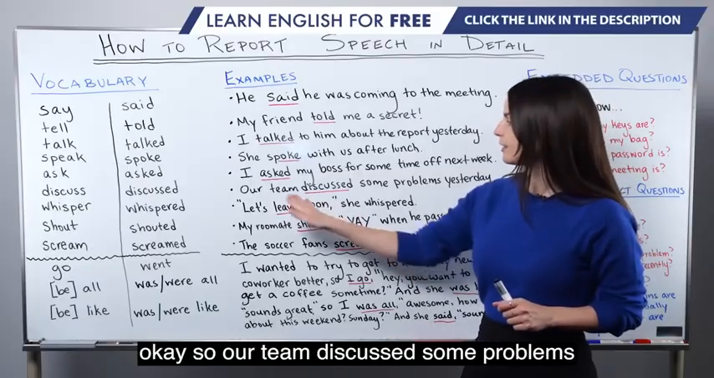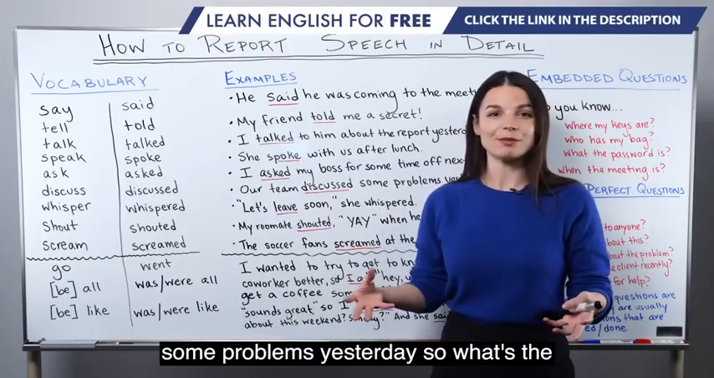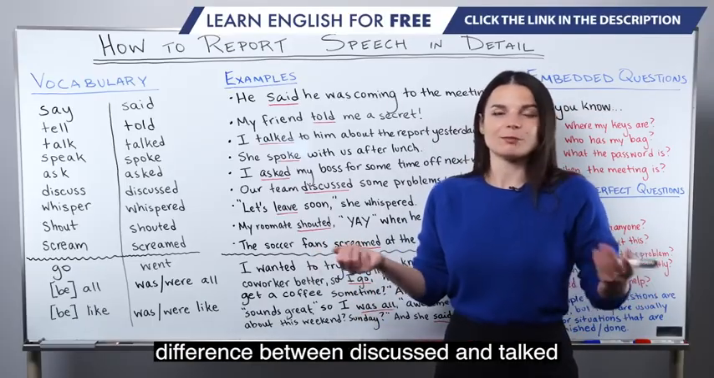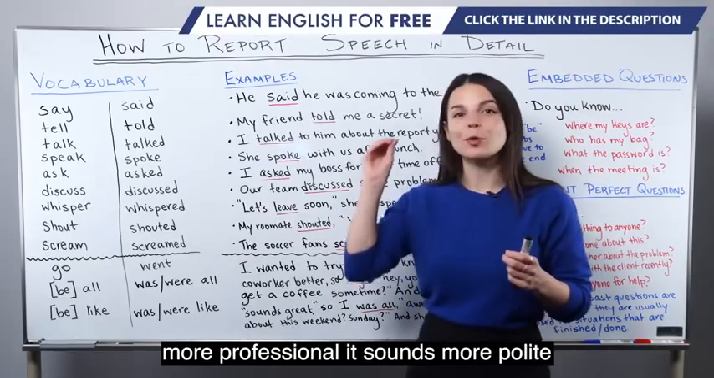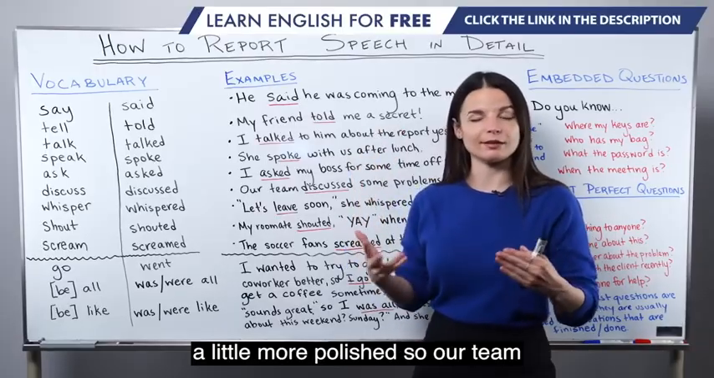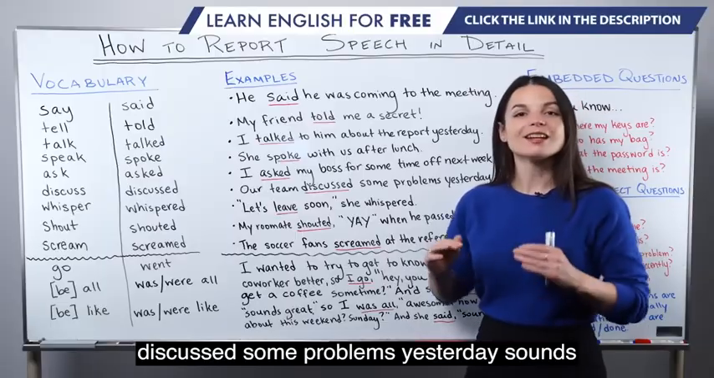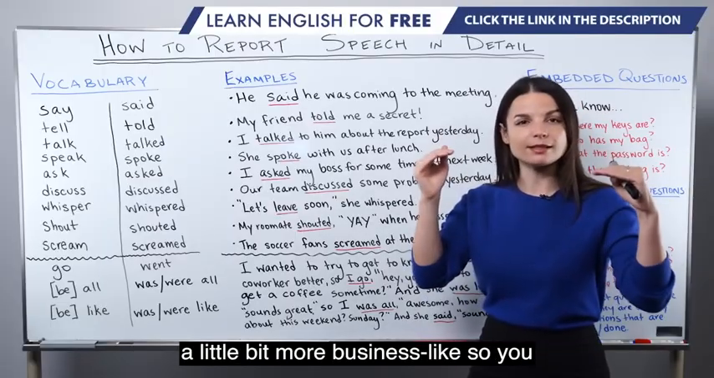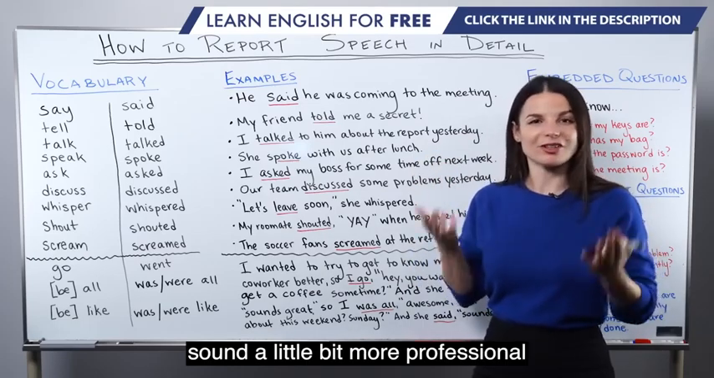Okay, so our team discussed some problems yesterday means our team talked about some problems yesterday. So what's the difference between discussed and talked about? As I mentioned, discussed sounds more professional. It sounds more polite, a little more polished. So our team discussed some problems yesterday sounds a little bit more business-like. So you can use this word if you want to make your sentence sound a little bit more professional.